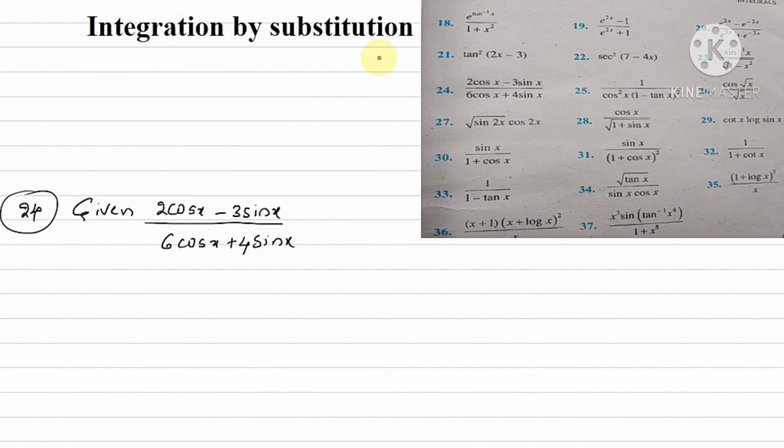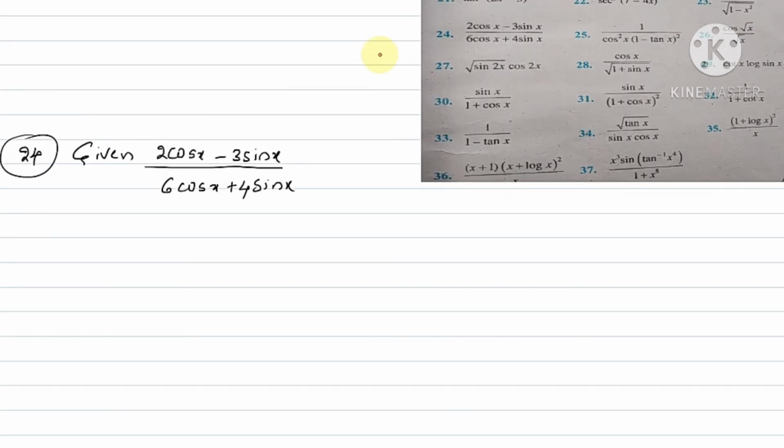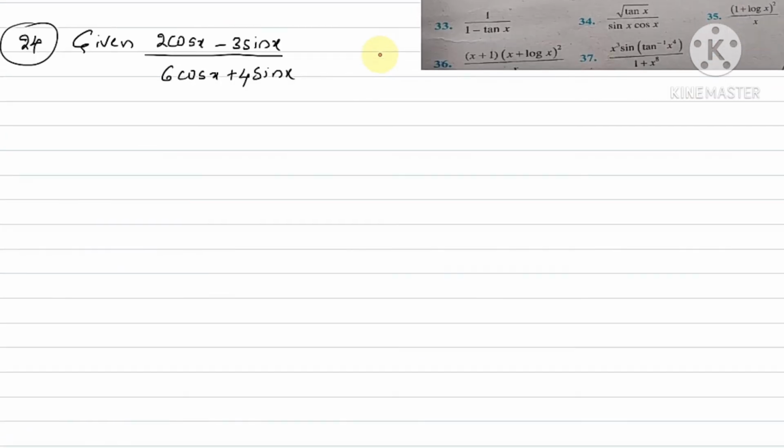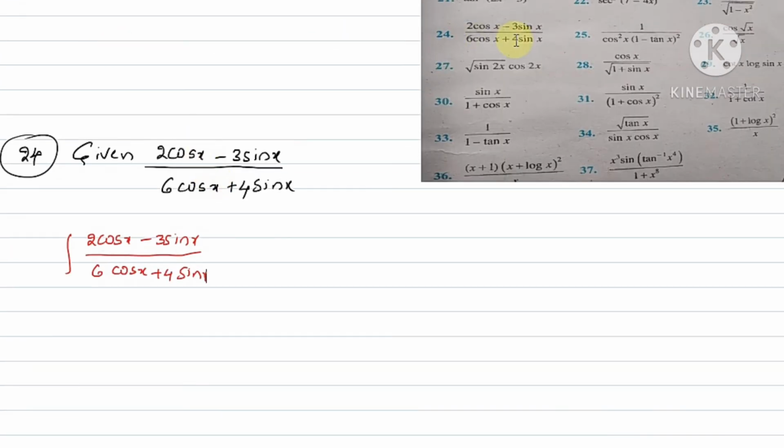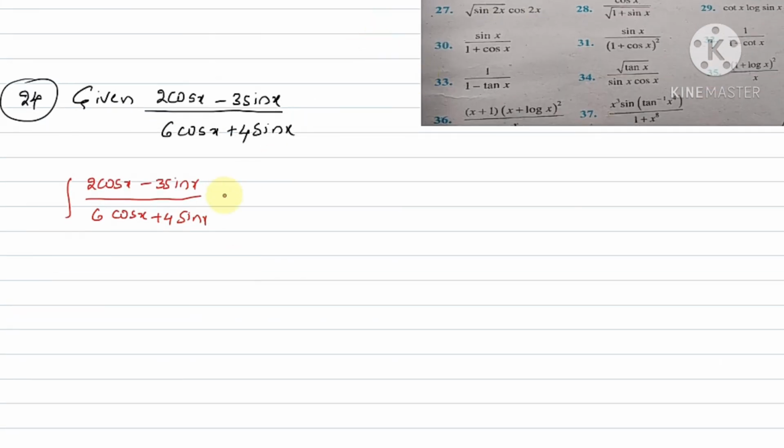Now coming to the 24th question. The 24th question is 2 cos x minus 3 sin x upon 6 cos x plus 4 sin x, and we have to find the integration. Integration means we have to write the integral of 2 cos x minus 3 sin x upon 6 cos x plus 4 sin x. Clear? Into dx.